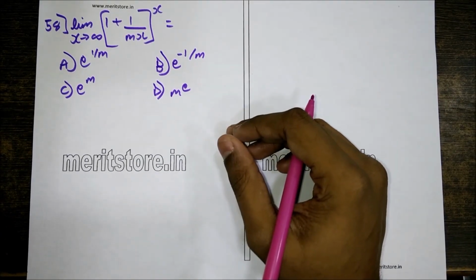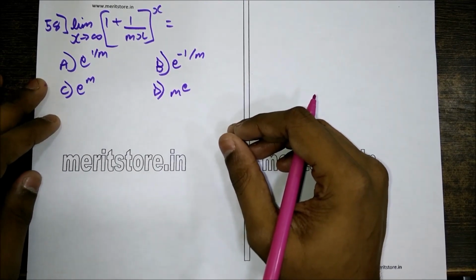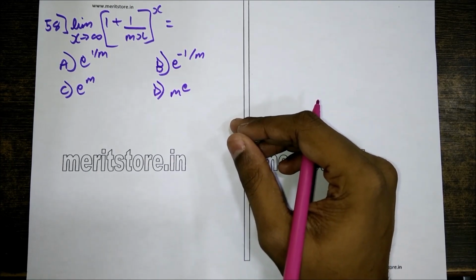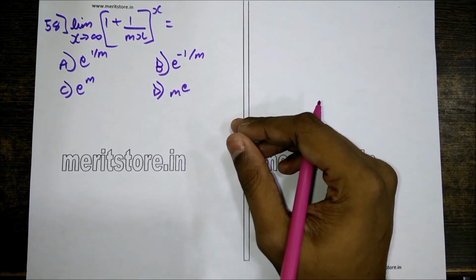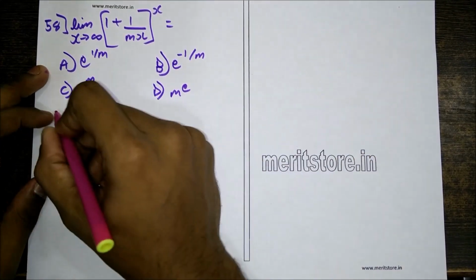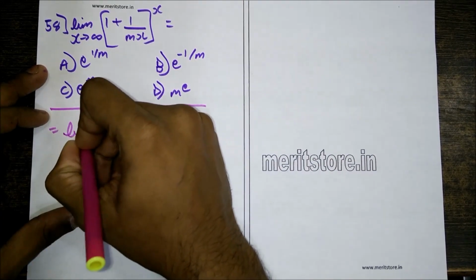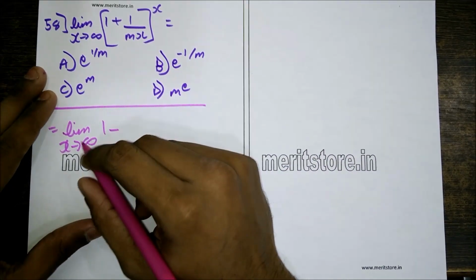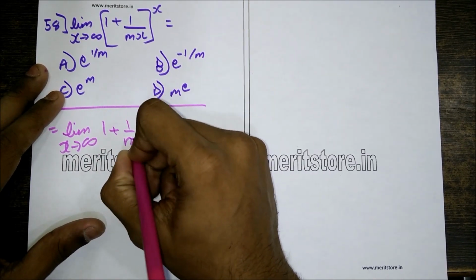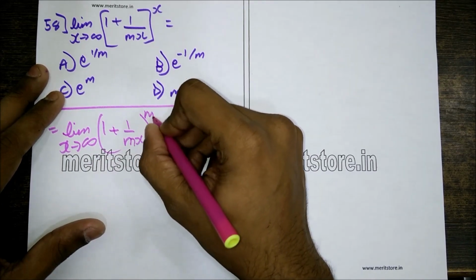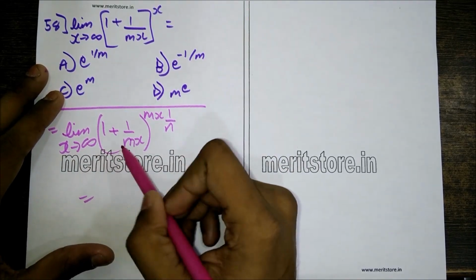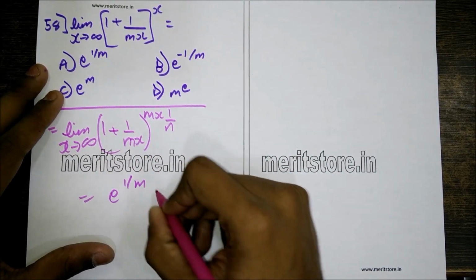Limit of x tends to infinity of 1 plus 1 by mx raised to x equals a) e raised to 1 by m, b) e raised to minus 1 by m, c) e raised to m, or d) m raised to e. Now we could write this as limit of x tends to infinity of 1 plus 1 by mx raised to mx into 1 by m. Now we apply the limit of x tends to infinity, giving us e raised to 1 by m, which is option A.